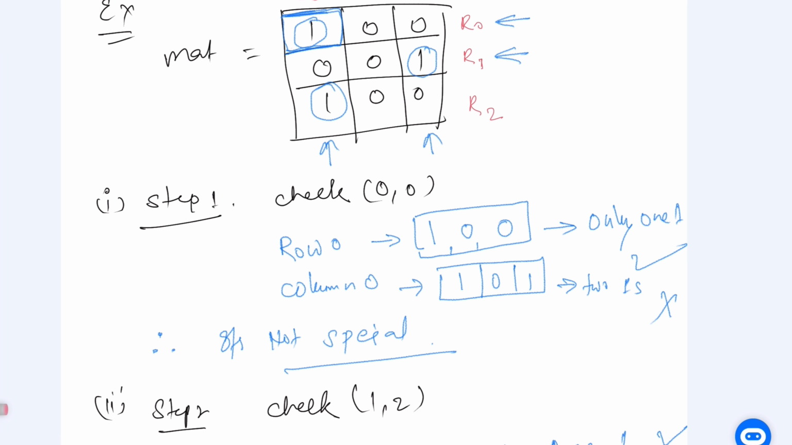We will create two arrays. Let's call them row count, which contains the number of ones in row i, and column count, which contains the number of ones in column j. We'll scan the matrix and fill the counts.